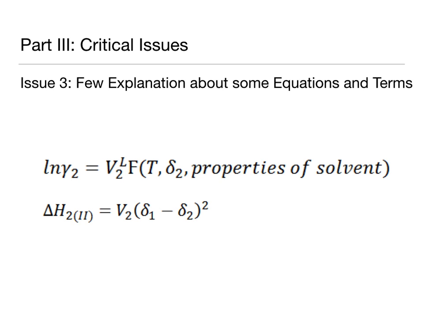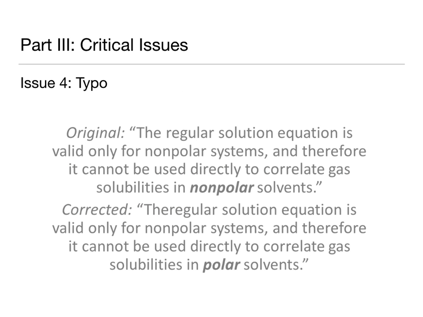Third, few explanations about some equations and terms. The first one is equation 11 in the article. However, the authors don't make it clear if this equation is semi-empirical or from theoretical derivations. More detailed information is needed. The second one is equation 15 in this article. The authors stated that ΔH2 for step 2 is negative for the heavier gases and positive for the lighter gases. We can't read this information from figure 6 or figure 7, so more explanation is needed for the readers.